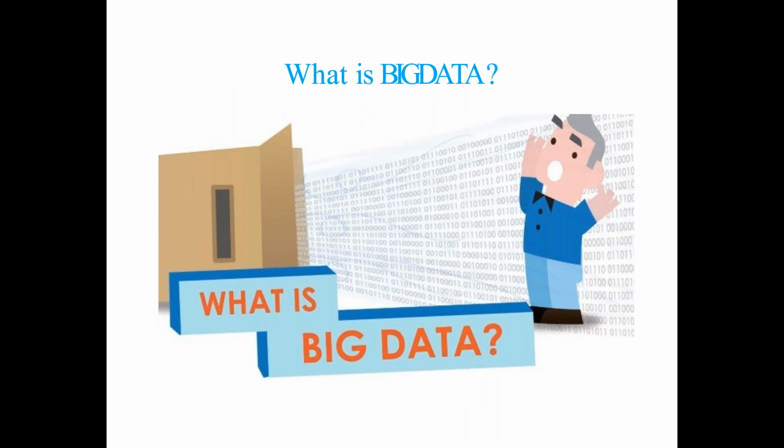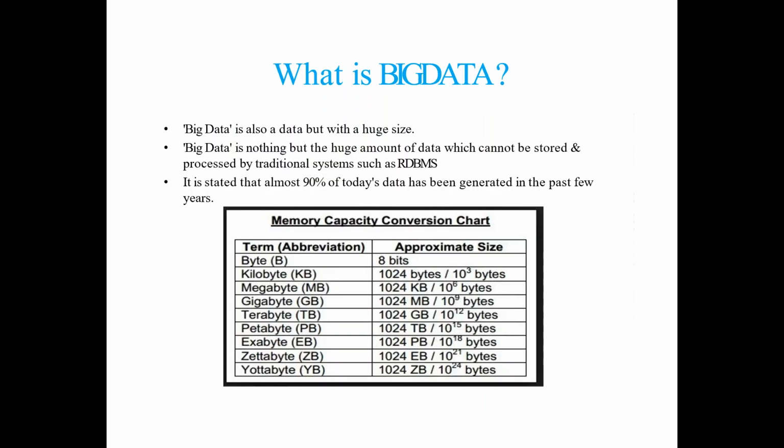It is fairly simple to guess the definition of big data. Big data is nothing but a huge amount of data. The data is so huge that it cannot be stored in traditional RDBMS such as MySQL, Oracle, etc., because the data is so huge. And I have an interesting statistic for you: 90% of the data that's available on the earth right now has been generated in the past few years.